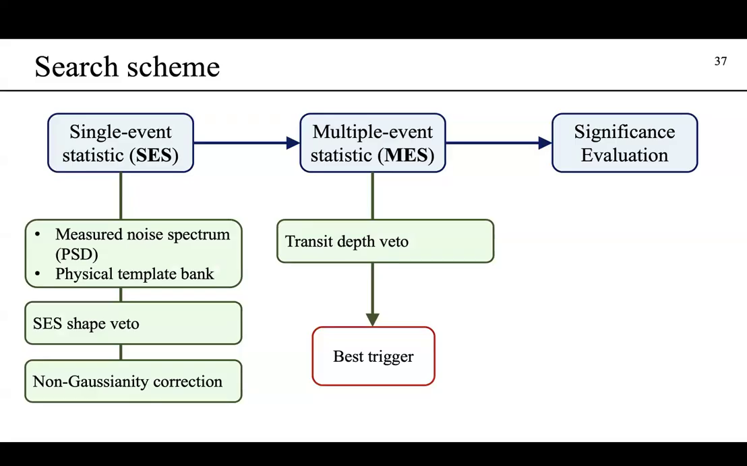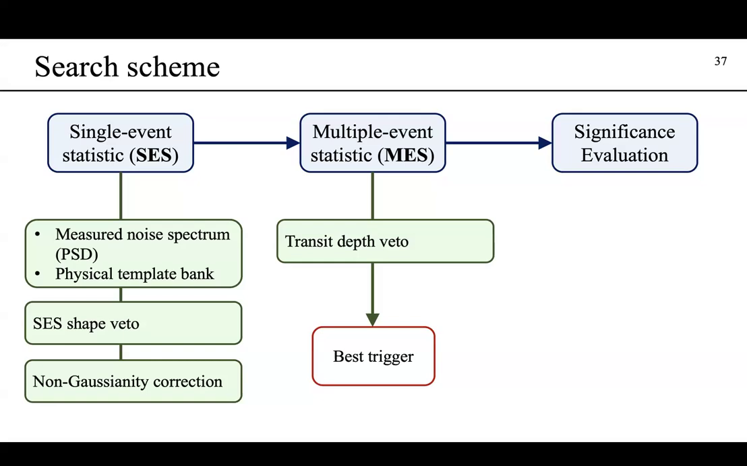Okay, so where we are, we got this with all of those methods. Then we combine them into the multiple event statistic. We have here another veto of comparing the depth of different transits of the same planet. We want to make sure that they're the same. And after we do this, we need to find the best trigger.